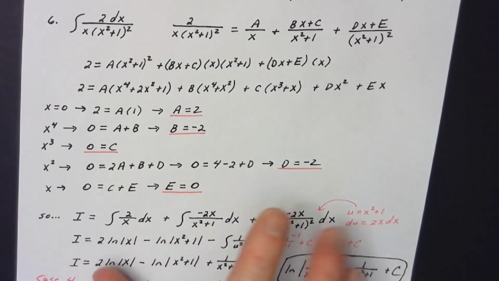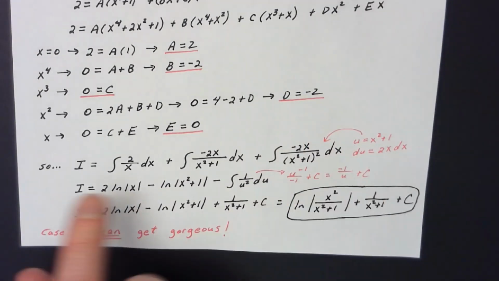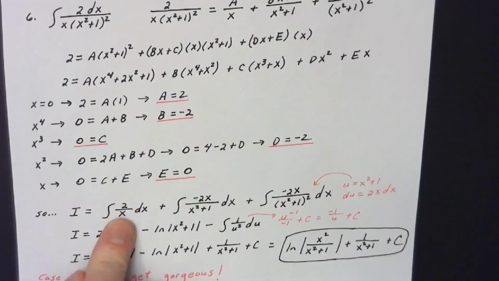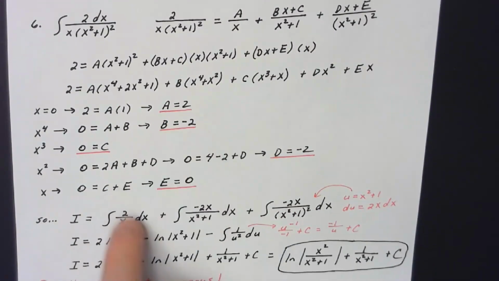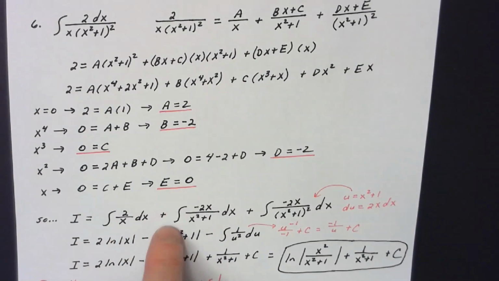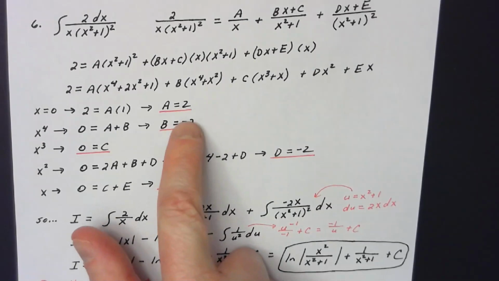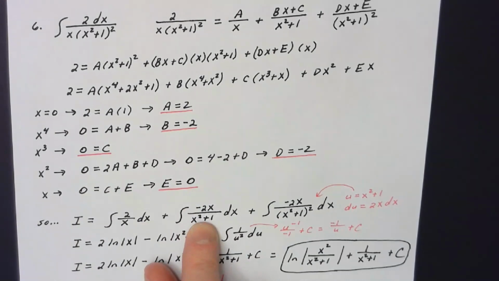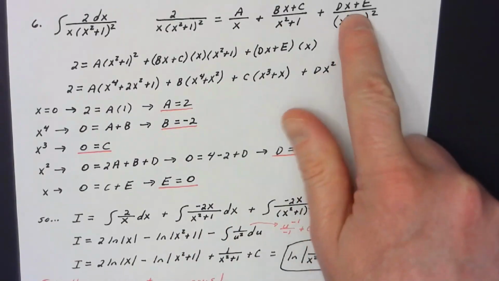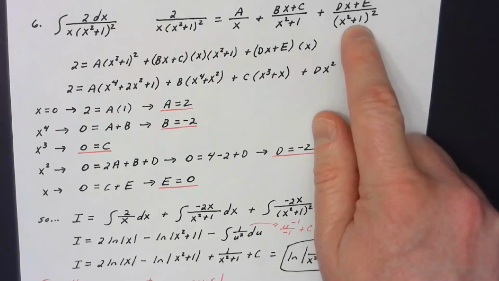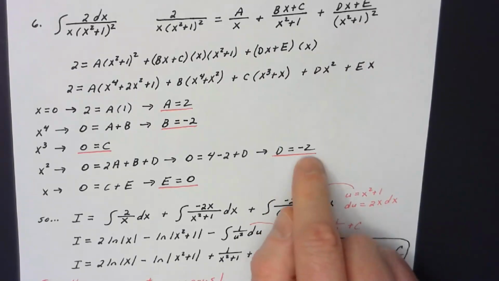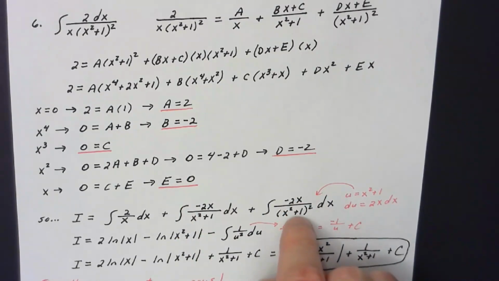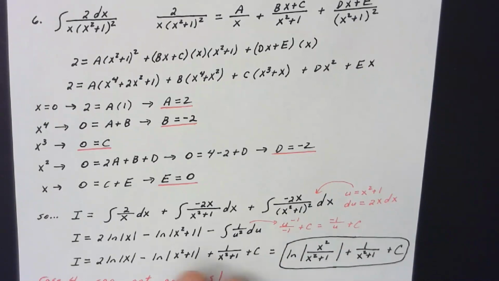So now I take all of this information and use it to create my integral. The original integral for this problem is going to equal the integral of a over x, 2 over x, plus the integral of bx plus c. Well, that's going to become negative 2x plus 0 over x squared plus 1, plus dx plus e over that x squared plus 1 quantity squared. But again, that dx plus e is just going to be negative 2x plus 0, so I get a negative 2x again over that x squared plus 1 quantity squared.